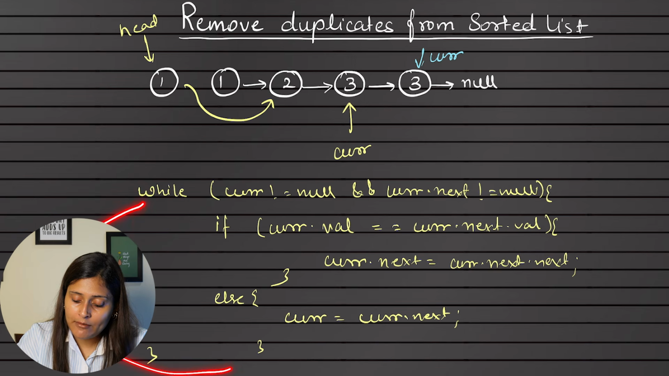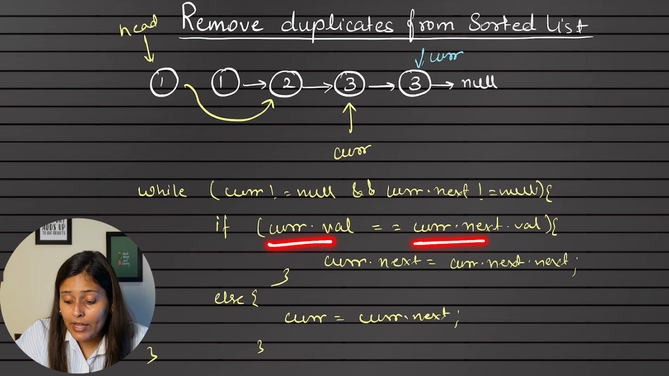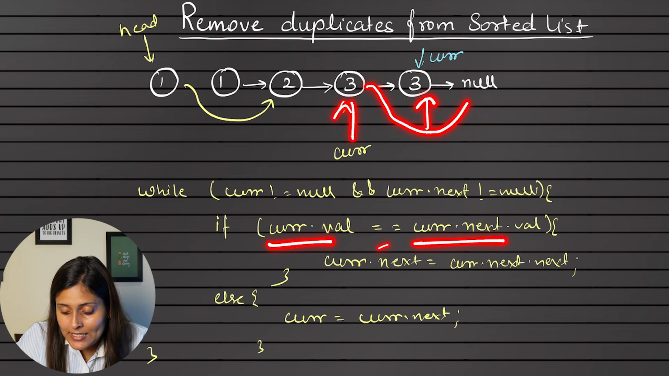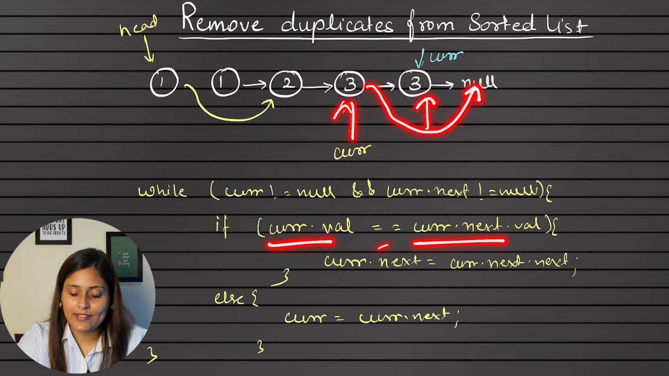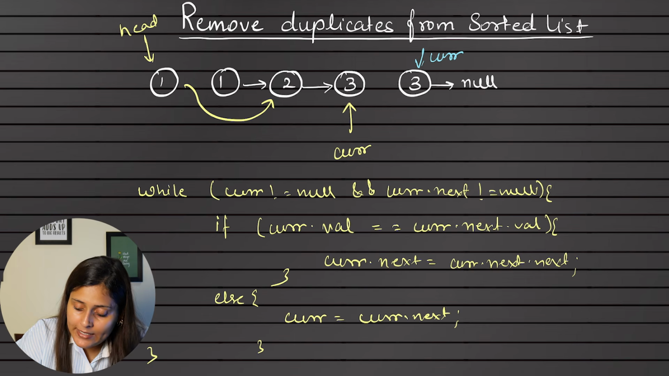Again we will go in the same while loop. Current not null? Yes, it's not null. Current dot next not null? Yes, it's not null. Is current value and current dot next value same? Yes, it is same. Now what to do? Connect current dot next with its next dot next. So we will write current dot next equals its next. So can I disconnect this and connect its next to null?